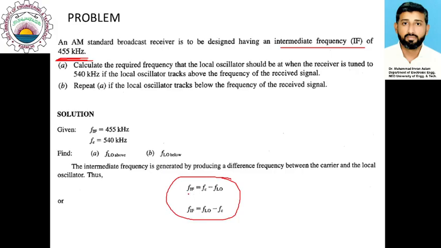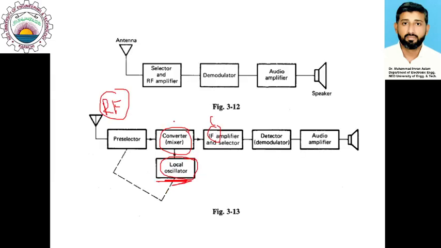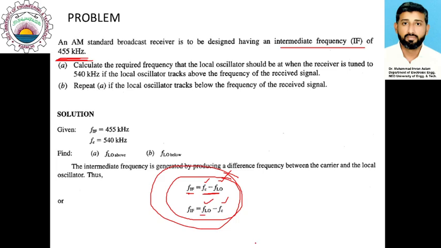You can see that the IF frequency can be either the carrier frequency, which is the RF frequency, minus the frequency of the local oscillator, or the IF frequency can be calculated using the local oscillator frequency minus the carrier frequency. So these two relationships are generated by this mixer. A mixer always generates this combination of the frequencies, or mixing of these frequencies.